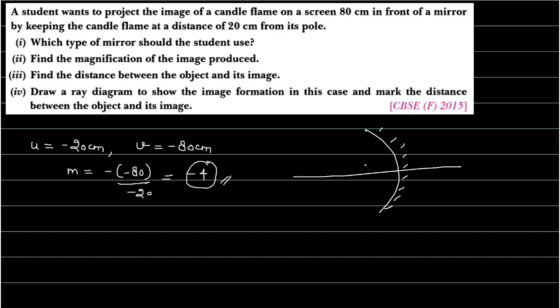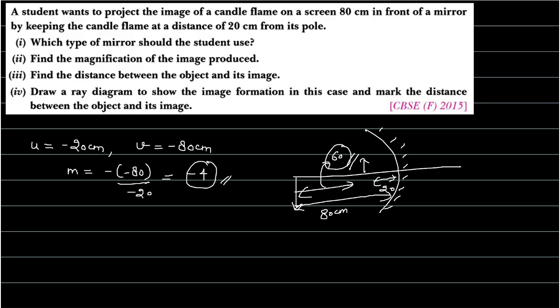Object is placed somewhere here at 20 distance. Image is being formed here somewhere at 80 centimeter. So the distance between object and image is 60 centimeter. Distance is never taken as negative, it is positive, right?